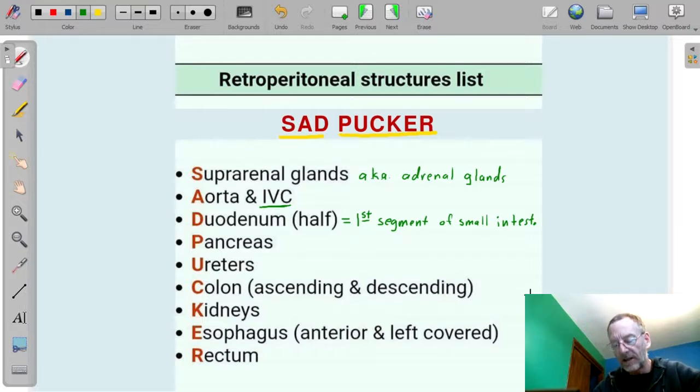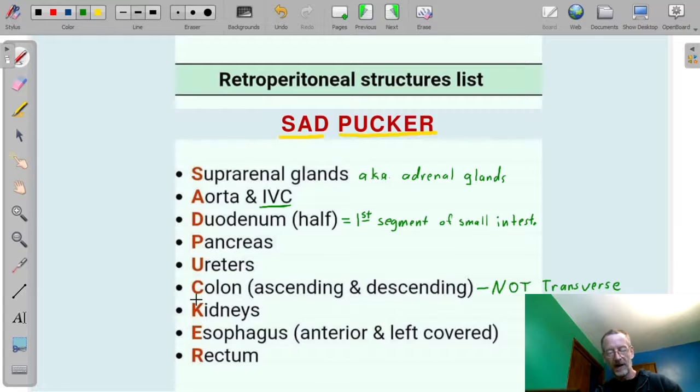We'll look at this again when we get to the digestive system. There's an ascending and descending colon. Just like in the kidneys, there's an ascending loop and a descending loop, a loop of Henle. But as far as the colon goes, not the transverse section. So the beginning and ending of the colon. Kidneys are behind the peritoneum, the esophagus, and the rectum are all behind there. So if SAD PUCKER helps you remember a few of those items, great. But I won't be asking you to memorize that entire list.